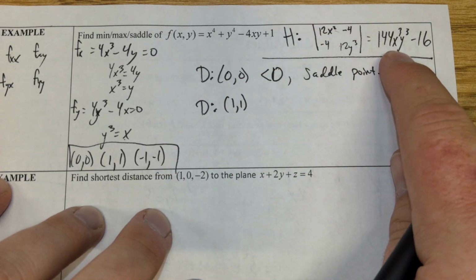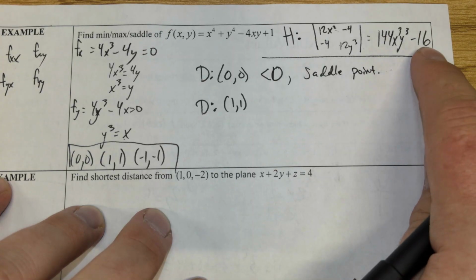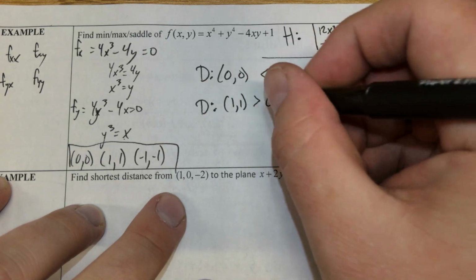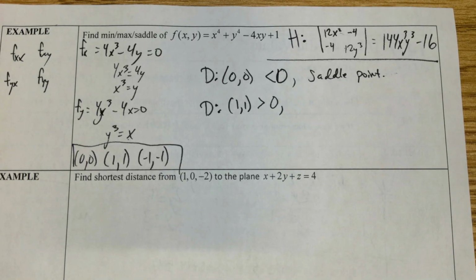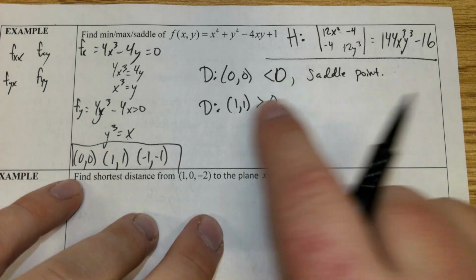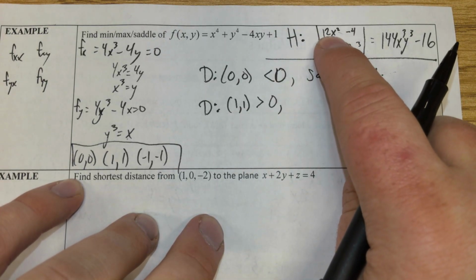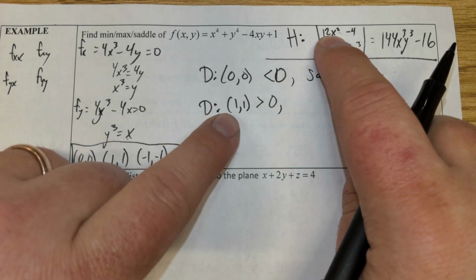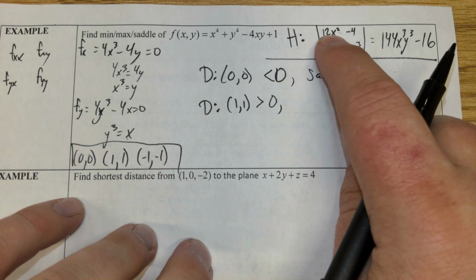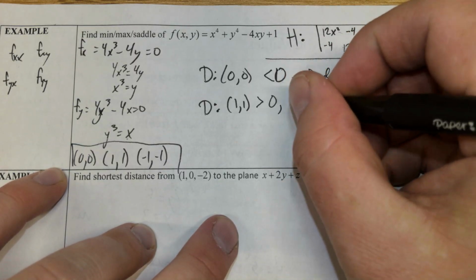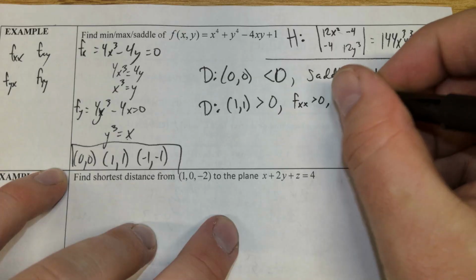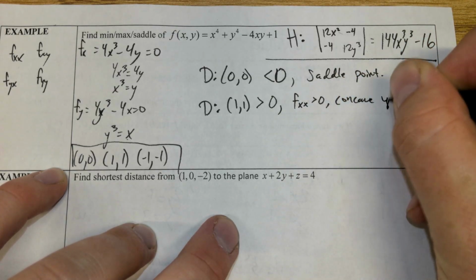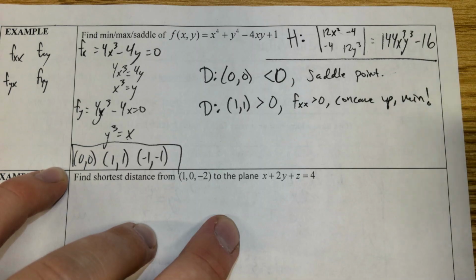1, 1. When I plug in 1, 1, I get 144 minus 16. This thing is positive. But I still have to go check, hey, is this concave up or concave down? Because I still have to make that decision for mins and maxes. So I go over here to my second derivative of x. I plug in 1, 1, and I get back 16. So f double x is greater than 0. That means this thing is concave up. That means this thing is a min.